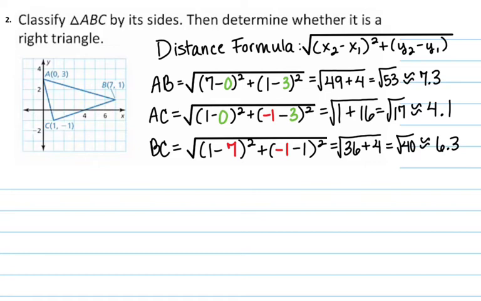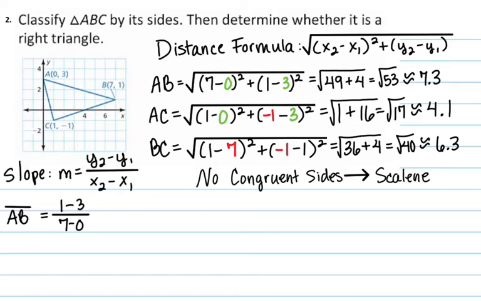So as you can see, none of these sides are the same length, and therefore it must be a scalene triangle because they don't have any congruent sides. And then to determine if it's a right triangle, we have to find the slope of each of the legs. So we use the slope formula, y2 minus y1 over x2 minus x1. I'm going to start with AB and plug it in, subtract and then divide, and I get negative 2/7. And then for AC, plug it into the slope formula, subtract and divide, and I get negative 4.